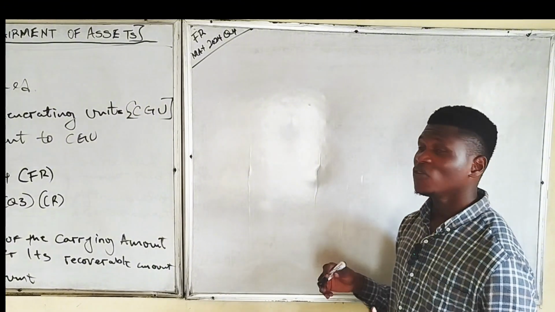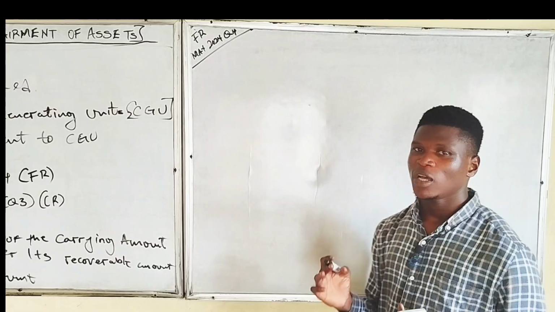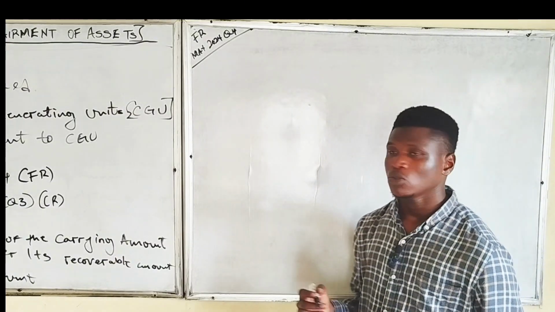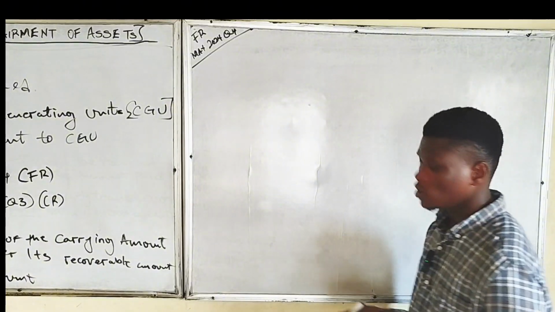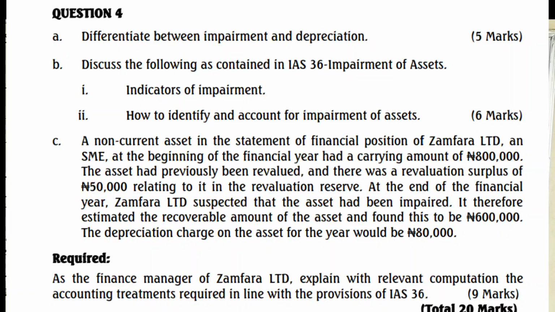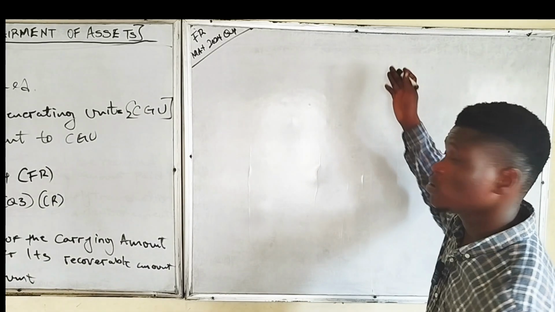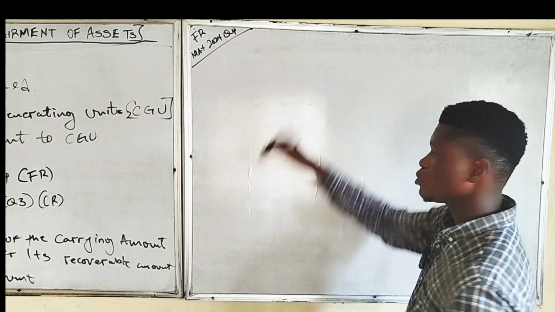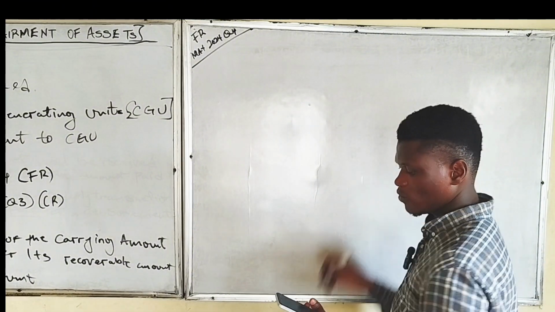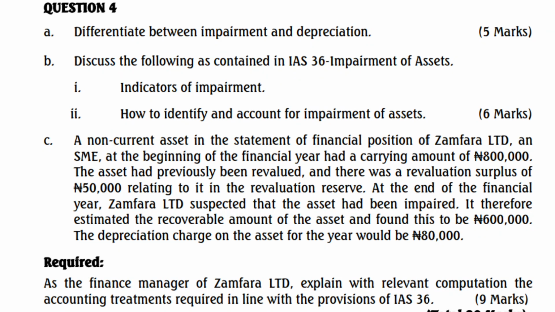Like we've talked about, we've explained all of this under IAS 16. So in case you need to know more about that, please check previous videos to get this knowledge. Then the B part says discuss the following as contained in IAS 36, Impairment of Assets. Indicators of impairment, internal and external. We have examples of the internal and also examples of the external. Then thirdly, how to identify and account for the impairment of assets.